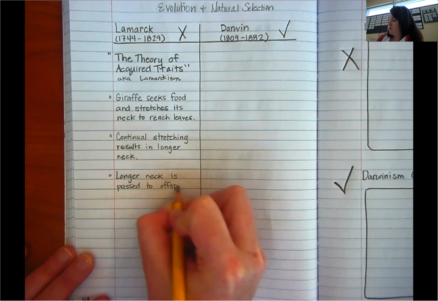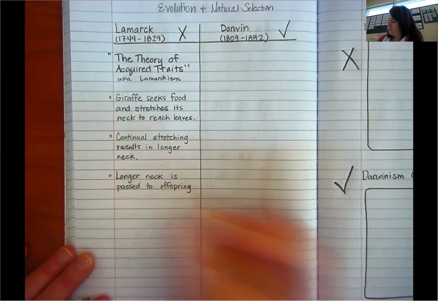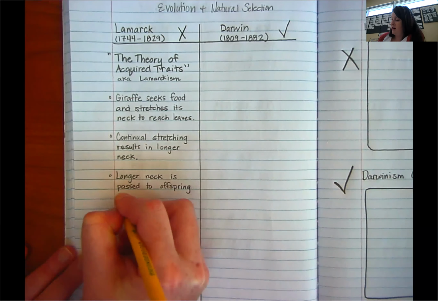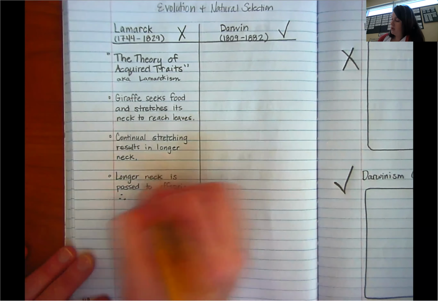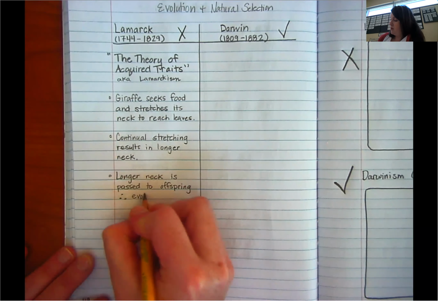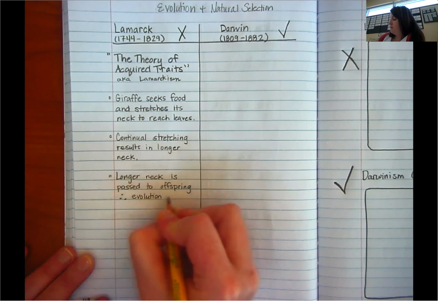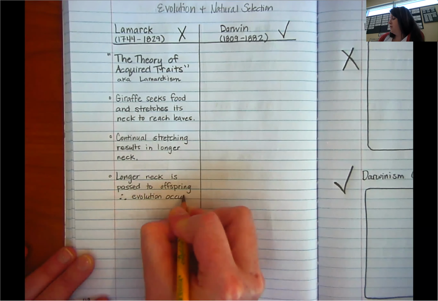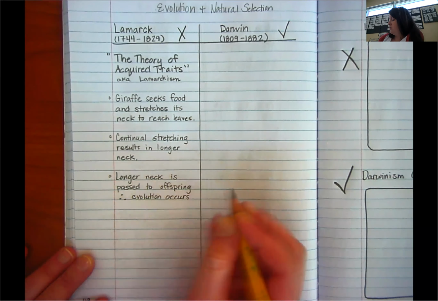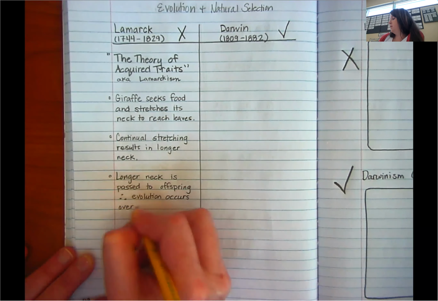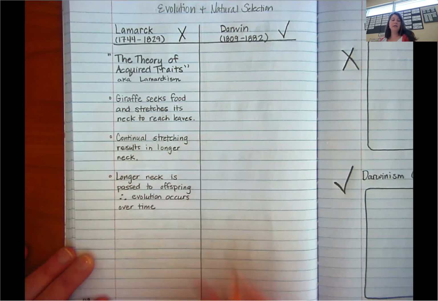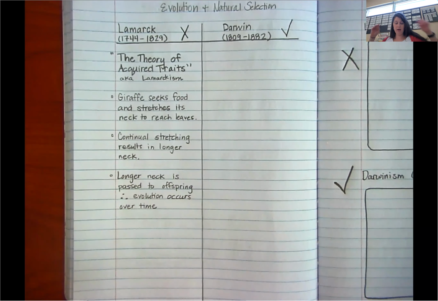Offspring is just another word for the children. This is a symbol that means therefore. Evolution occurs over time. That's it. That's Lamarck in a nutshell.